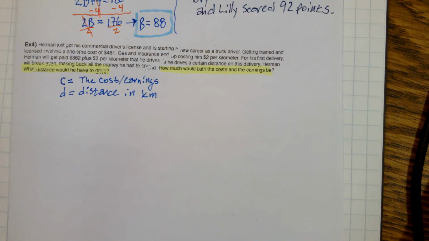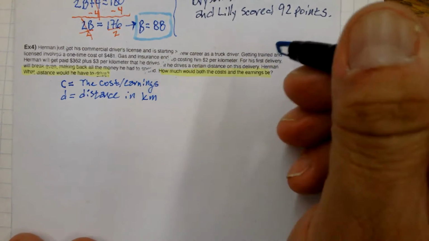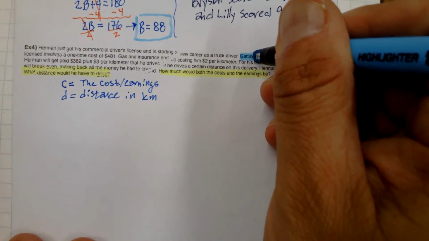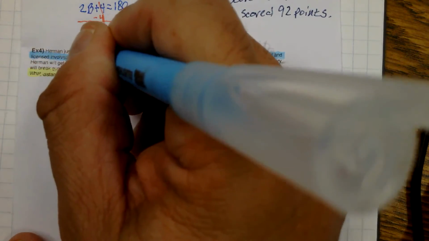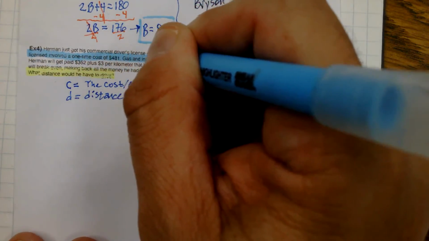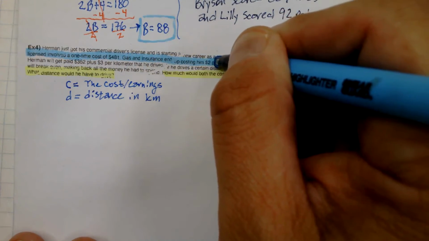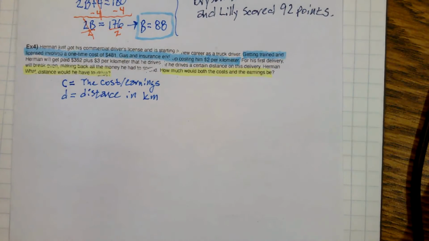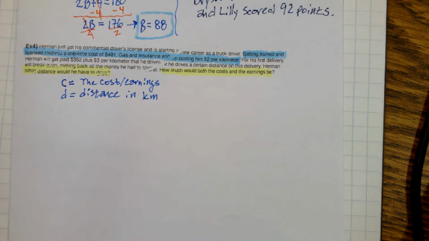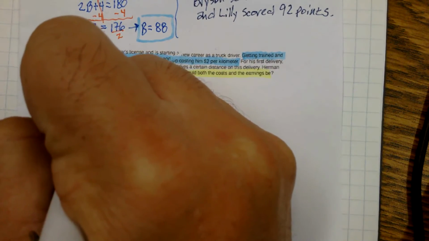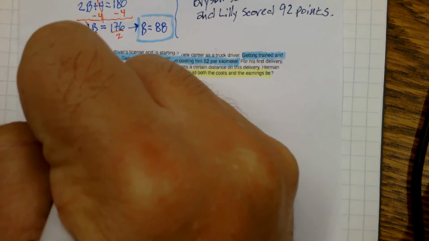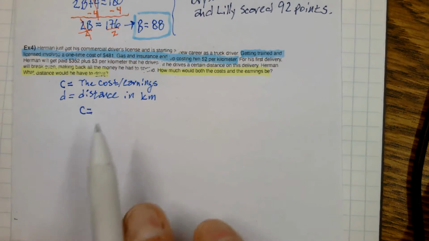Okay, so let's go back and get some equations, guys. Getting trained, I'm going to highlight this part. Getting trained and licensed involved $481. Gas and insurance cost him $2 per kilometer. That gives me one of the equations, right? Let's total up that cost. So the cost was C, right? And C turns out to be how much money?